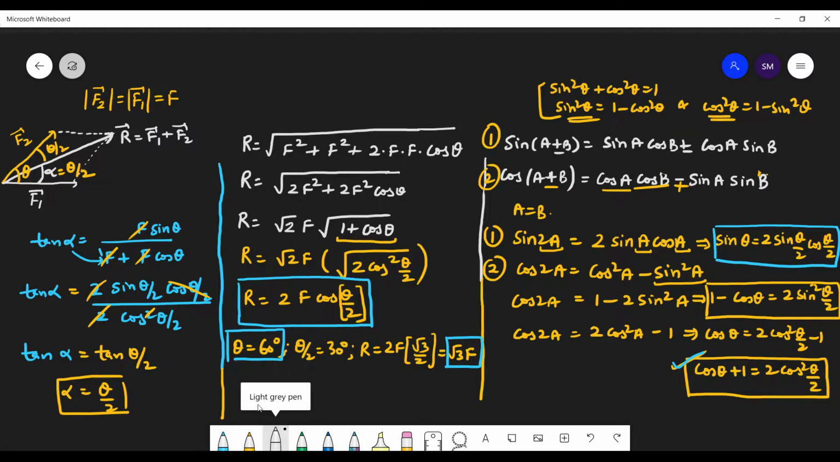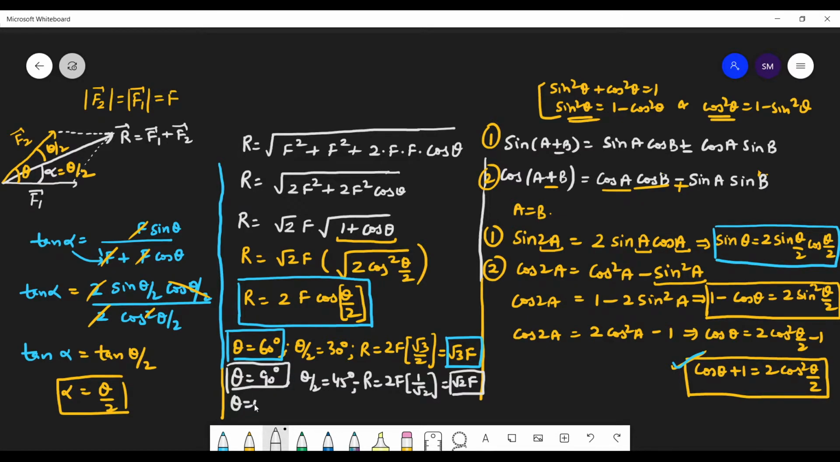What about theta equals to 90 degree? Then theta by 2 equals to 45 degree. And R will be equals to 2F into cos 45 degrees, 1 by root 2. And this will be equals to, this is root 2 and this is root 2 root 2, so 1 root 2 will be taken out, so root 2 will be left. So root 2F. So that's when angle is 90.